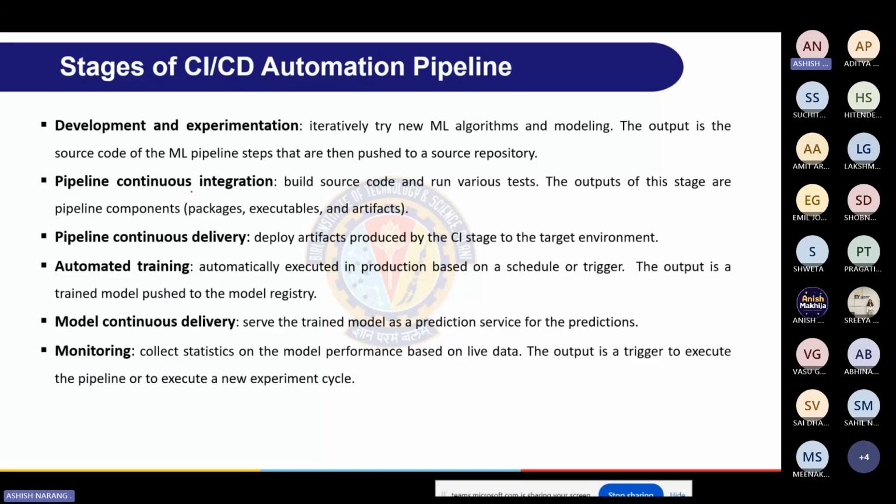The output of the source of the ML pipeline steps are then pushed to the source repository, which I was talking about. These are the features I'll use. I'll build a model. What are the evaluation metrics I'm getting? I'll use another set of features and see. I'll change the hyperparameters and see. So all this is experimentation.